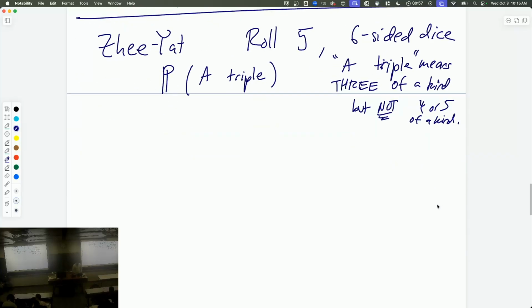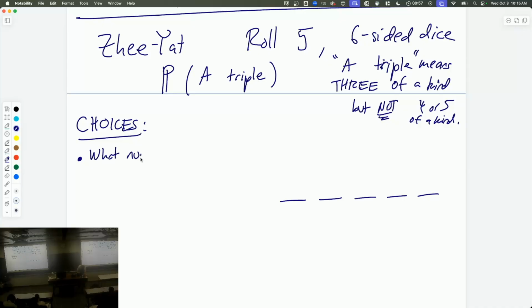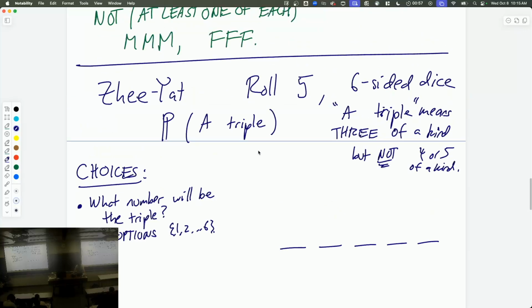And so the way I think about it is, again, we have 5 slots. I'm going to make a little area with my choices up here, and then I have my 5 slots. What I'm going to do first is choose what we're going to have a triple of. We're first going to decide what number will be the triple, and there are 6 options. It could be 1 or 2 or 3 or 4 or 5 or 6, all the way up to 6, because it's a 6-sided die.